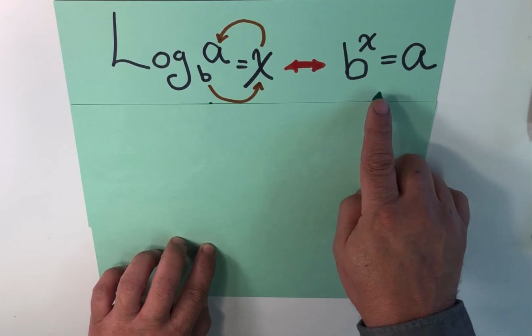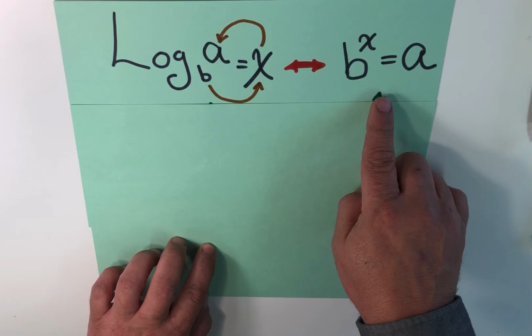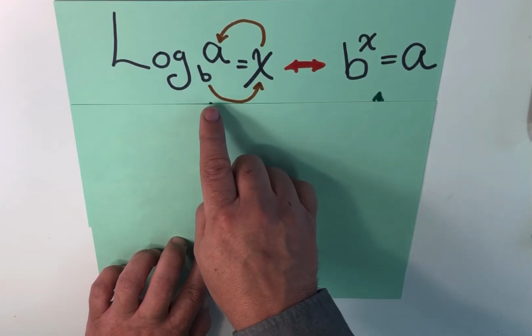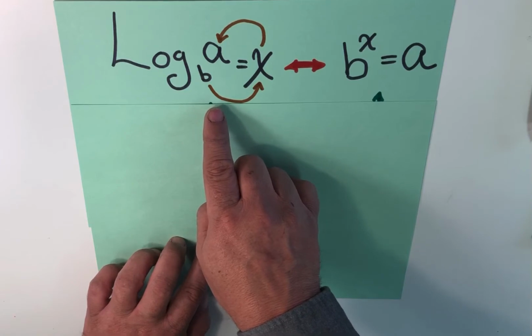Now, you are already familiar with the one on the right here because it has an exponent and a base. It's called exponential form. But because this one here on the left contains the word log in it, a common log, it is called logarithmic form.